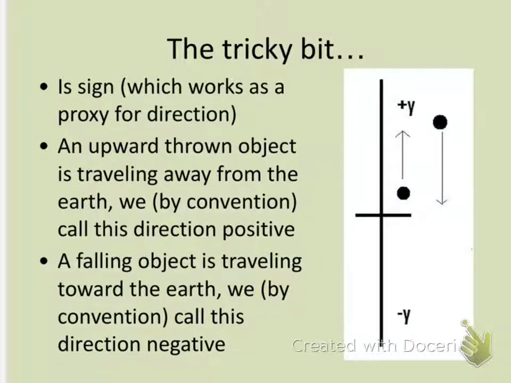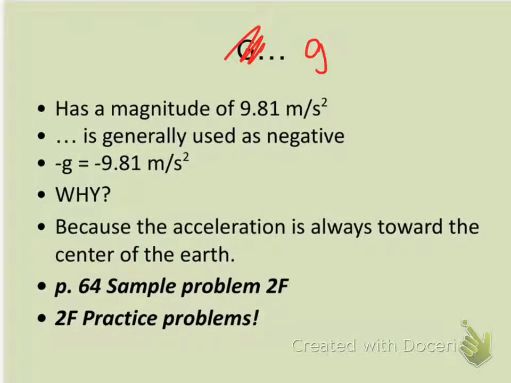Easy enough. Upwardly thrown objects, we would therefore say have decreasing positive velocity, while falling objects have increasing negative velocity. Not so hard, we just got to keep track of it. So g has a magnitude of 9.81 meters per second squared. It's generally used as a negative, so we generally talk about negative g. Your book does a whole thing; it's one of the very few arguments I have with your textbook. I think it's a good layout for physics in general.